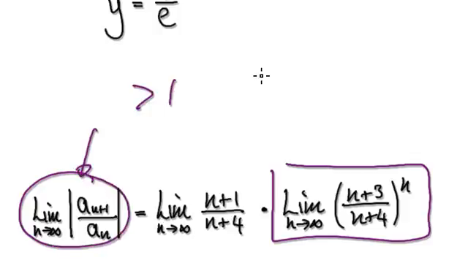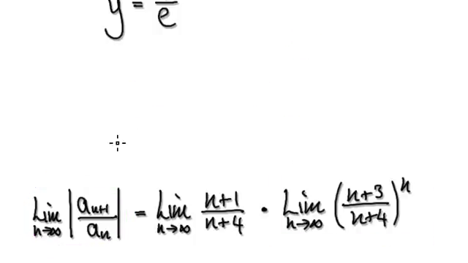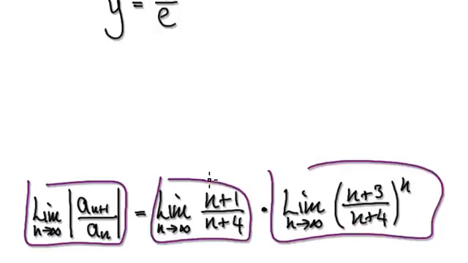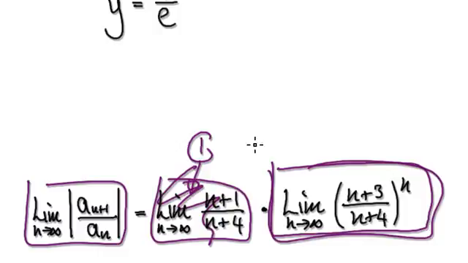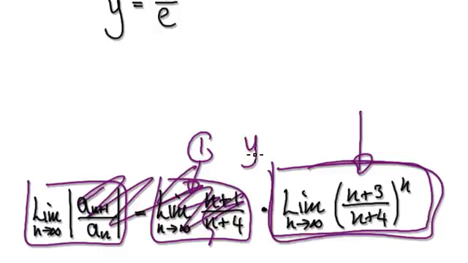Remember, if it's greater than 1, the series will diverge. Less than 1, it will converge. Whereas if it equals 1, it's indeterminate, it's inconclusive. So now this thing here is equal to this times this. We know this is 1, so we can pretty much forget about this, because 1 times anything would be 1. And then we needed to work this out. So we called it y. We wanted to work this thing out, and we called it y.